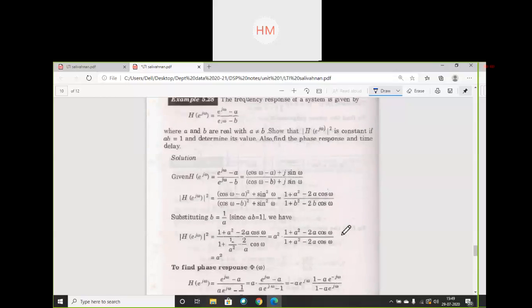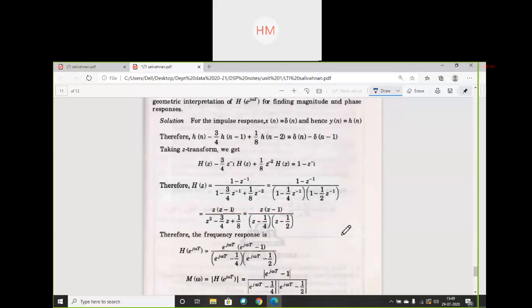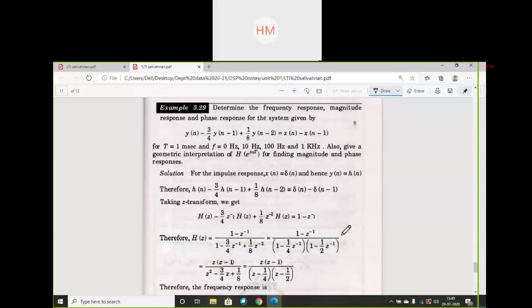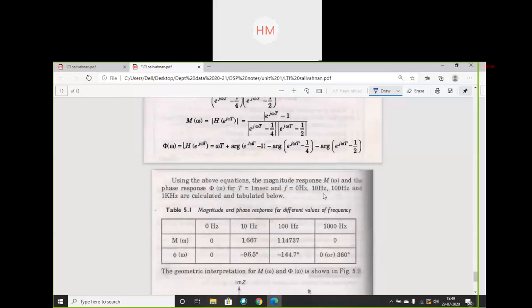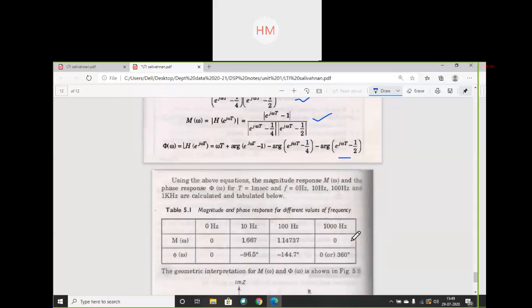So likewise, there are many examples of LSI system. This is one more example, again to find the frequency response, magnitude and phase. See, sometimes they can ask you to plot also. Here it is given that you also give the geometric interpretation. So what I will do, I will vary the angle omega and find out. So here, see, I have found H of z. After that I found the frequency response, then the magnitude, then the phase response. This is my phase response. After that, I am plotting the magnitude and phase response for different values of frequency.